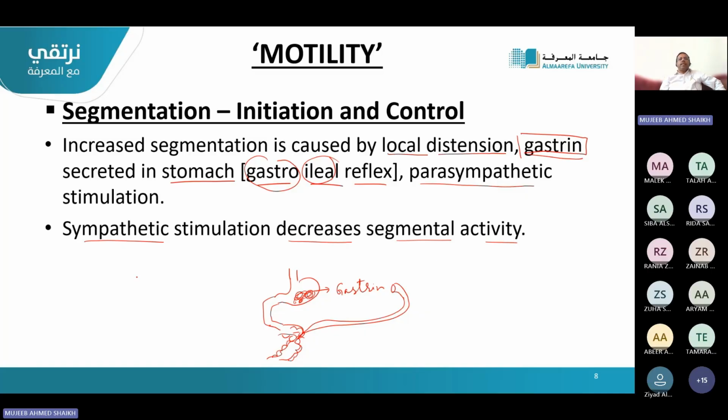So the first thing is local distension. Suppose this is a small intestine initially; when food enters, it will be slightly stretched, so it will cause segmentation. This is the local stretch mechanism. But sometimes, even when the food is still in the stomach, they will start to have segmentation because of the gastrin hormone. Gastrin hormone released from the cells in the stomach joins the blood vessels and then acts on the small intestine to cause segmentation. So gastrin plus local reflex is called the gastroileal reflex.